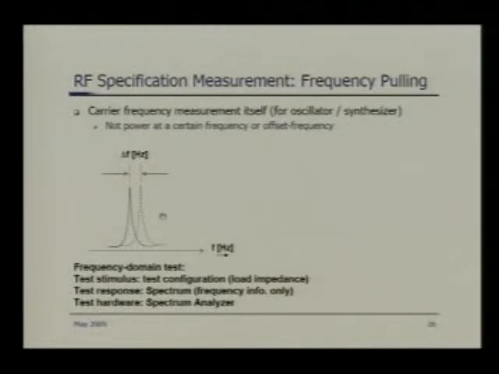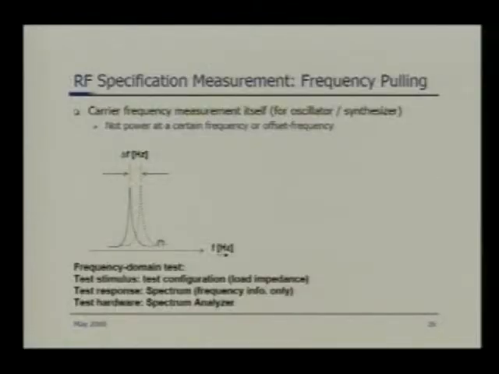In the case of frequency pulling, we just change the load condition, say from 50 ohm to 100 ohm, and we see where the frequency content moved from 1.5 gigahertz. In this case, the unit is just hertz.